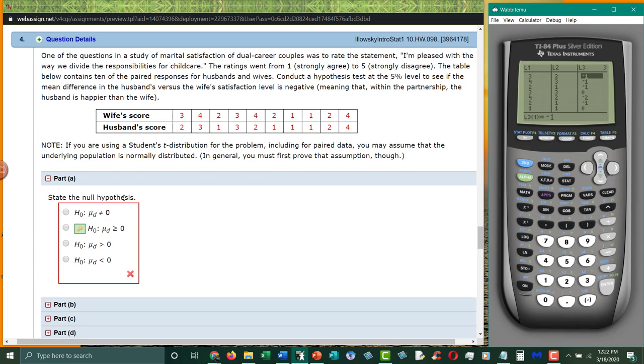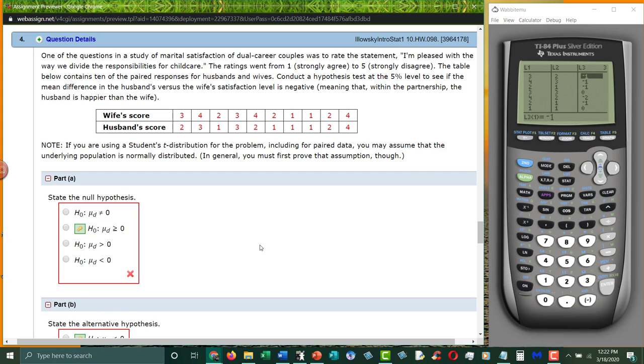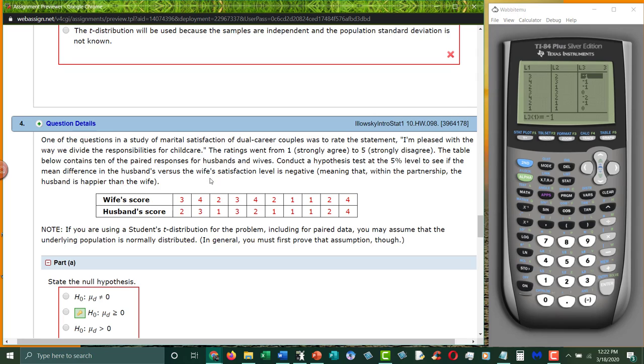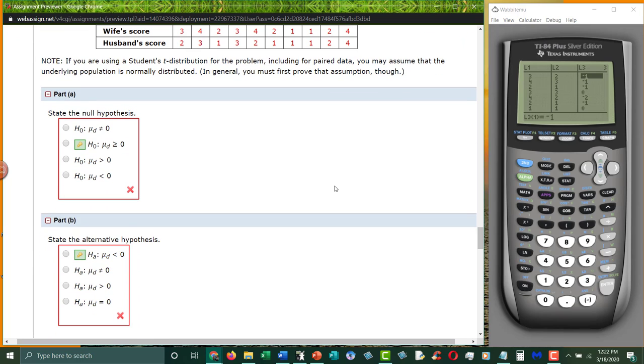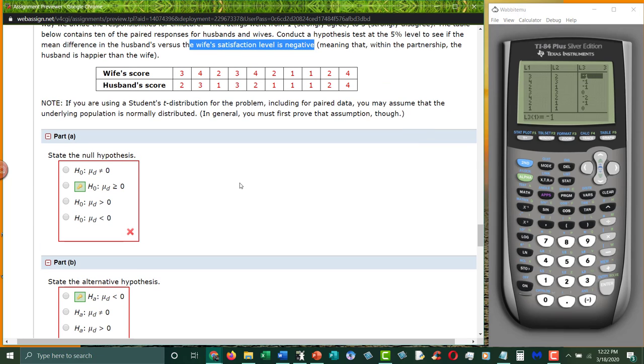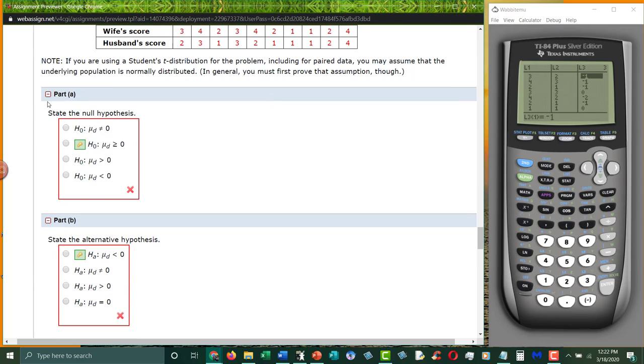So now let's look at the null and alternative hypotheses. So we're interested in, is the wife's satisfaction level negative? So that means it's less than 0. That's the alternative hypothesis. The difference between the two is less than 0. All right. Therefore, the null hypothesis is that the difference is greater than or equal to 0. Because remember, they have to be opposites. Okay. So that's how we get A and B.